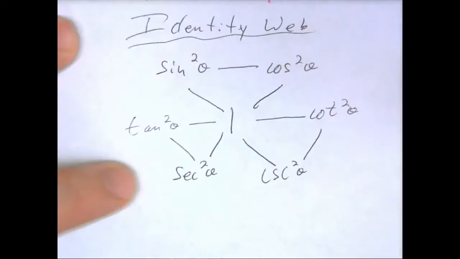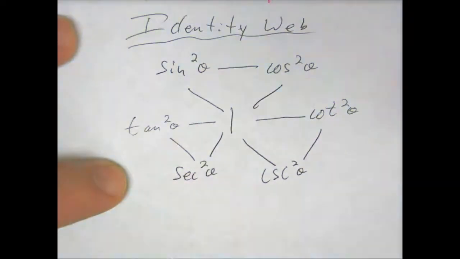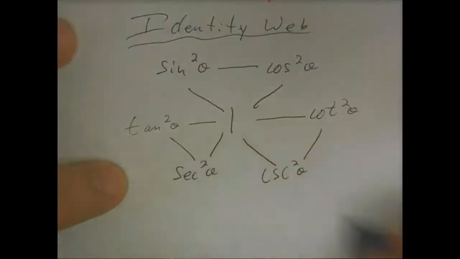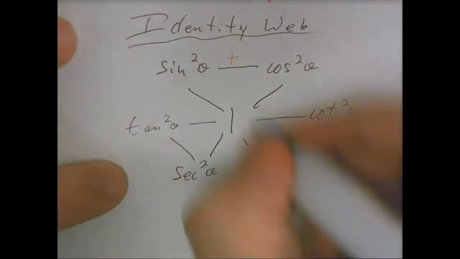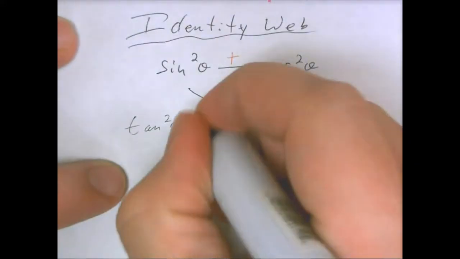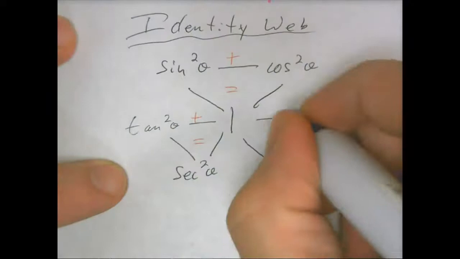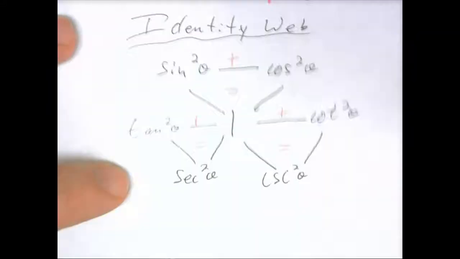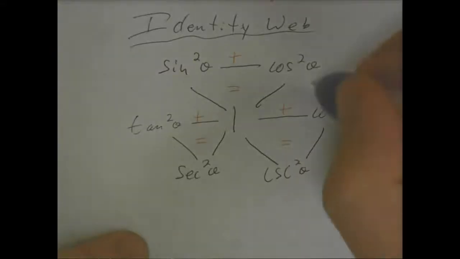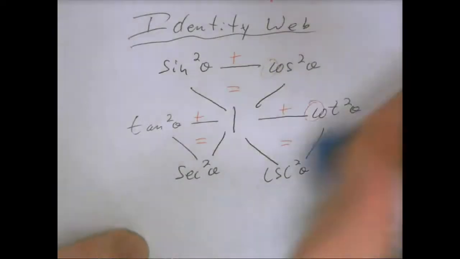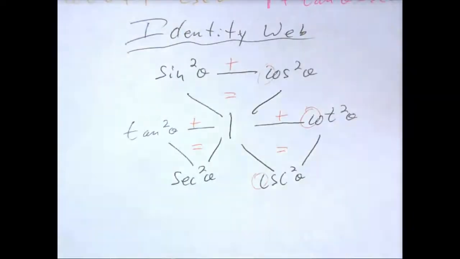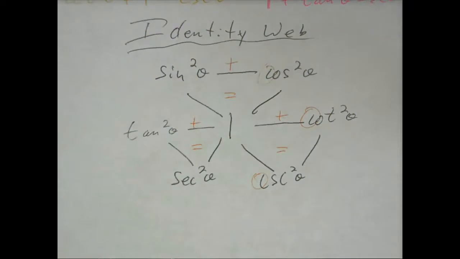Okay, so the way you use this to memorize the Pythagorean identities is you have sine squared plus cosine squared equals 1. Tangent squared plus 1 equals secant squared. 1 plus cotangent squared equals cosecant squared. Also, notice all of the functions with c's are on the right-hand side. However you want to memorize these Pythagorean identities, whatever you do, just do it.